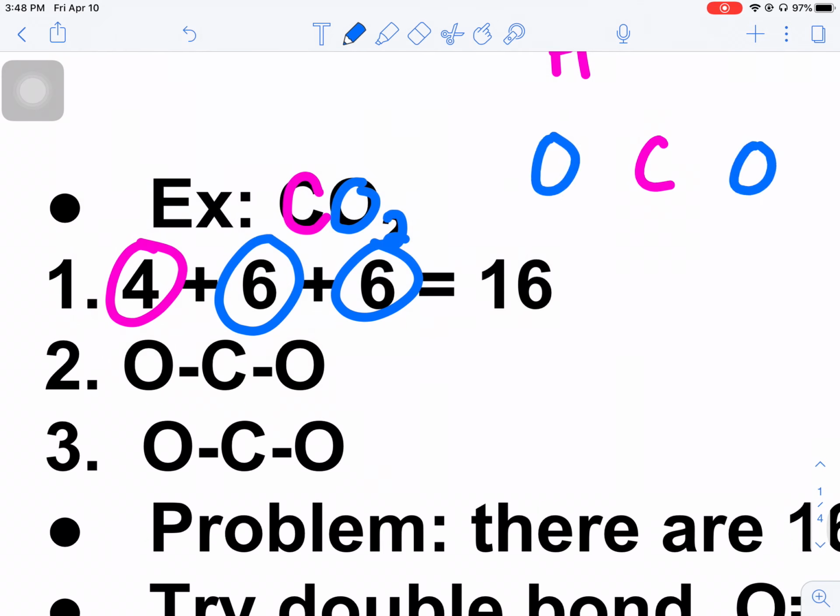And what I'm going to start to do here is just show my lone pairs. I know that oxygen has two lone pairs. So here's a single, and there's a single. Here's another single and a single for oxygen. And then I'm going to switch back to pink for carbon. There's a single, a single, a single, and a single.